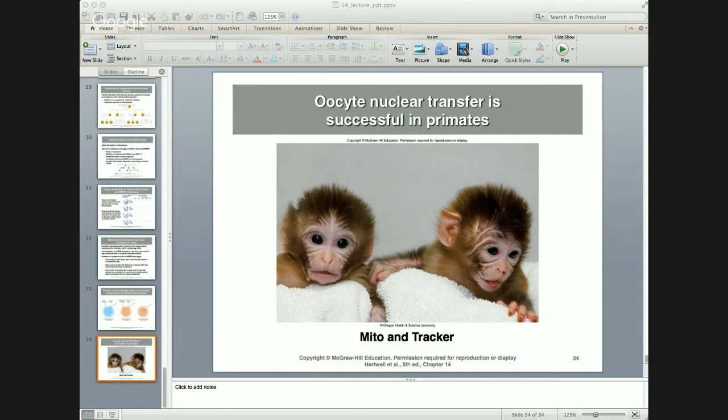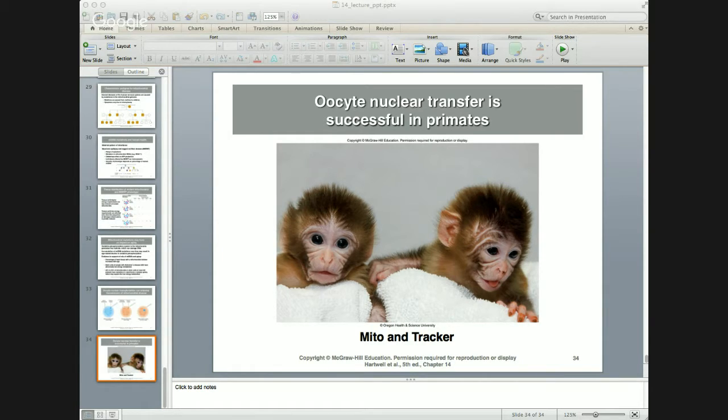So we're looking at Meto and Tracker. These are two primates that were created from nuclear transfer, oocyte nuclear transfer. So what is oocyte nuclear transfer? Last week, we talked about mutations in the mitochondria, and we said that mitochondrial mutations are inherited via maternal inheritance.